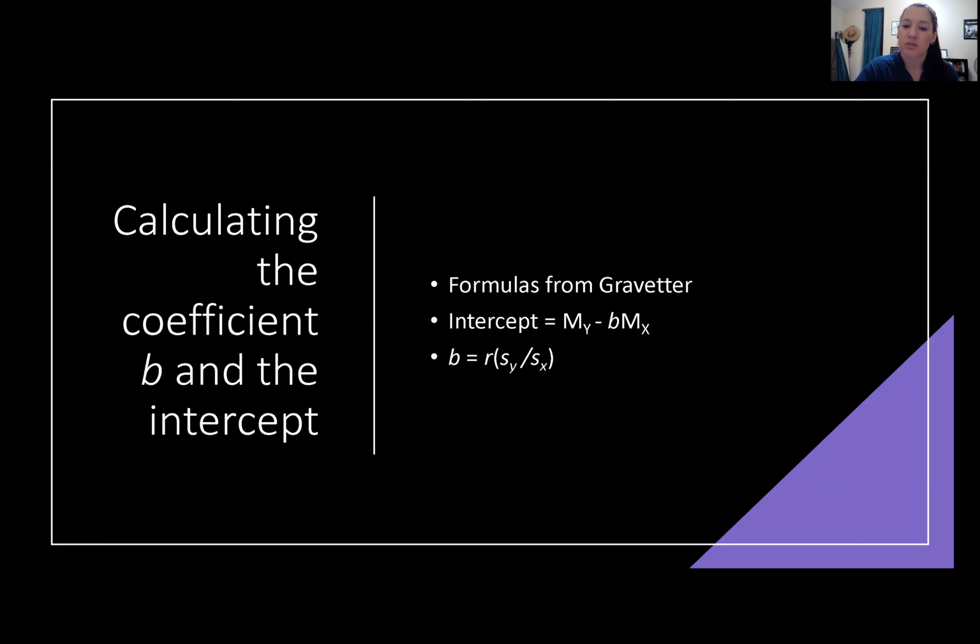The intercept formula from Gravetter is going to look a little bit different. I think the B coefficient is pretty spot on. The intercept is the mean of Y minus the coefficient B times the mean of X. And you get that coefficient B by taking the correlation coefficient, multiplying it by the standard deviation of Y divided by the standard deviation of X.